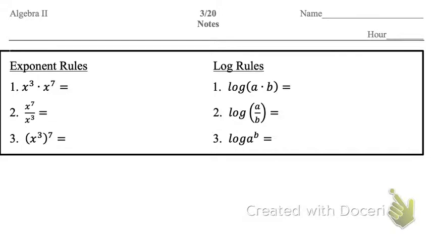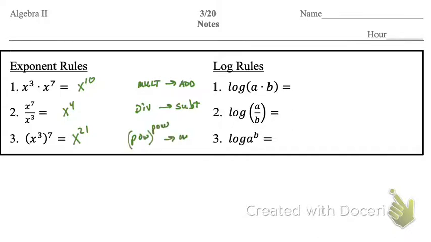Okay, if we have an understanding of our basic exponent rules, which I think we do, what are those? Well, when we multiply, we add exponents. So x cubed times x to the 7th is x to the 10th. If we divide, we subtract them. And when we raise a power to a power, x cubed raised to the 7th power, we multiply our exponents.